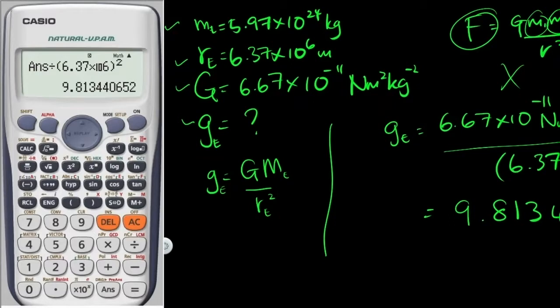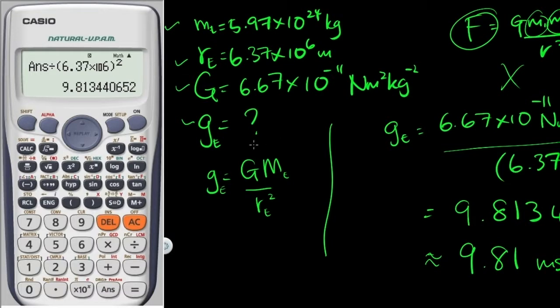9.81344 meter per second square, where the value is approximately equal to 9.81, where the value that we normally use, okay, 9.81. This is the value of acceleration due to gravity on the surface of Earth, okay.